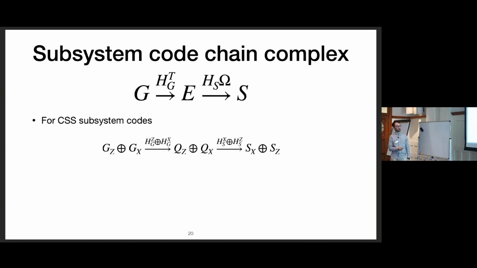So the X syndromes come from the Z errors, and the Z syndromes come from the X errors. And so really, I can think of this as just two chain complexes like this, and so I can think of just separate ones for X and Z in the case of CSS, in the case of a CSS subsystem code.